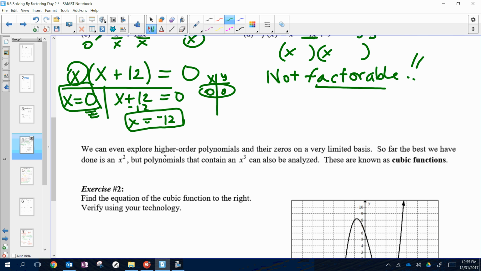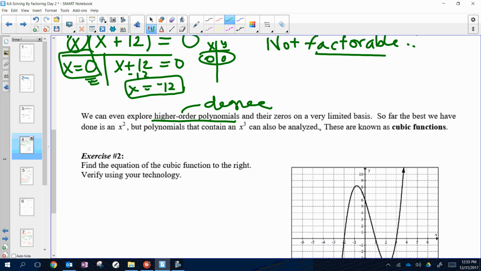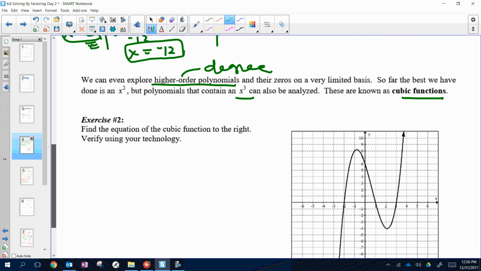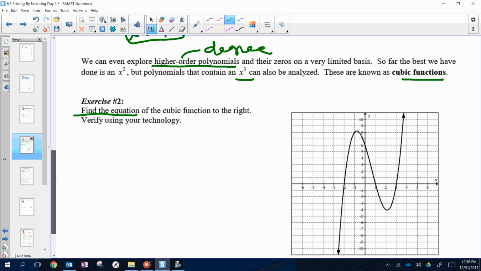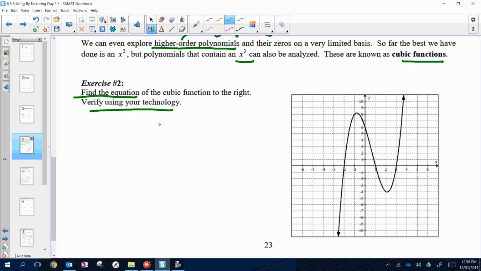Okay, we can even explore higher order polynomials, higher order also known as higher degree, on a limited basis. You're going to do more of this in Algebra 2 and in pre-calc, but we're going to look at a cubic, x cubed. So what they want you to do in this example is find the equation of this cubic, and it says verify using technology. So to find the equation, you start with where the roots are. The roots are at -2, +1, and +3. -2, 1, and 3.